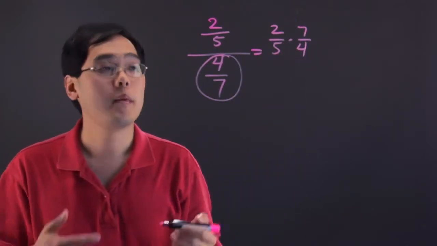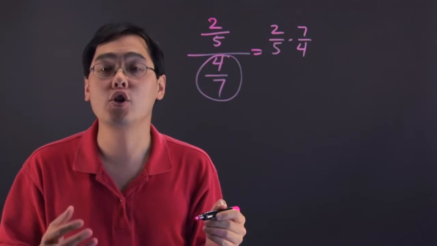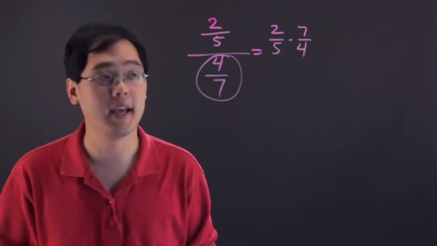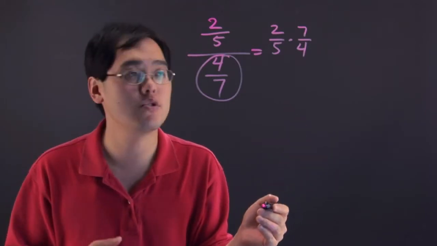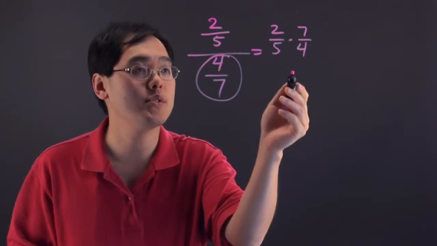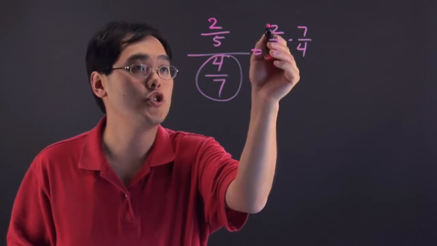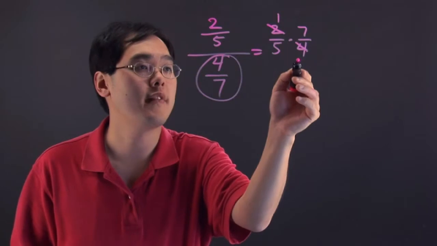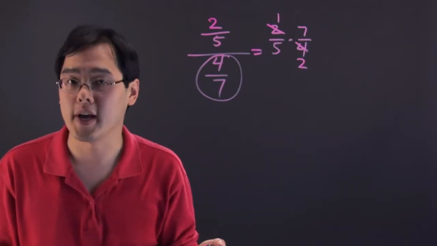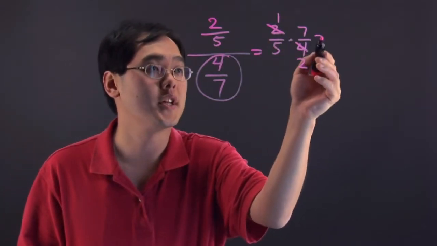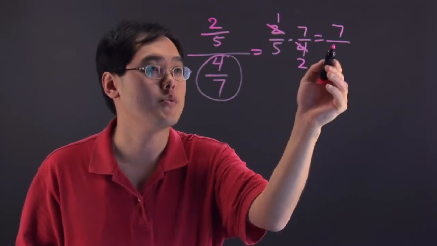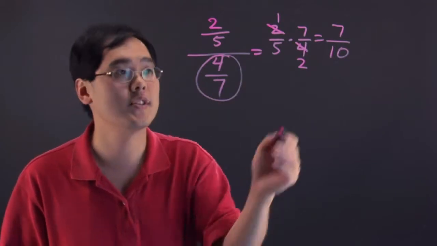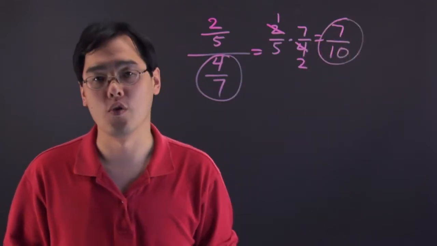Now, from here, you have a multiplication problem, and then you can decide whether to multiply and reduce later, or reduce now and then multiply. So in this particular case, maybe to save a little bit of time, let's see if we can reduce anything. As you can tell, the 2 and the 4 reduce by 2. So 2 divided by 2 is 1, 4 divided by 2 is 2, and then you can multiply across. 1 times 7 is going to give you 7, and 5 times 2 is going to give you 10. So what that means here is 2/5 divided by 4/7 is going to give you 7/10.